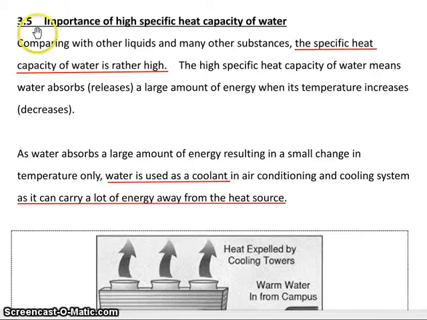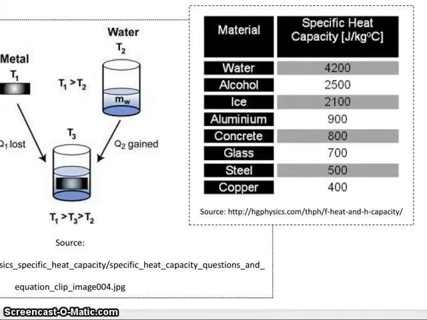Section 3.5: Importance of high specific capacity of water. On page 49, we have a table that shows you the specific capacities of different materials. As you can see from the table, the specific capacity of water is highest among these materials. In fact, the specific capacity of water is quite high compared with other common materials in daily life, including metals and even ice.